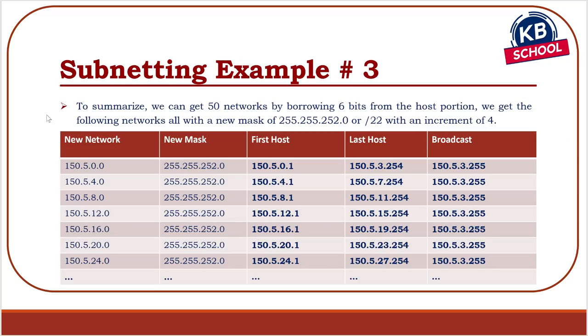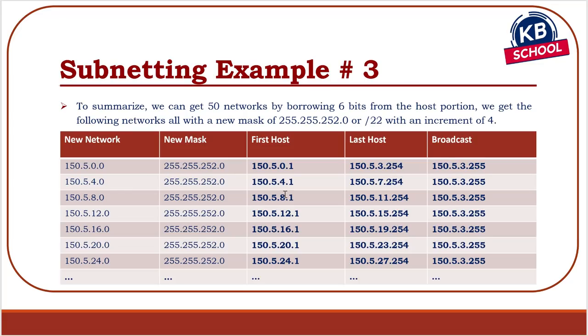So now if I go back over here, my first network is 150.5.0.0, and 252 is my mask. The first usable one is 0.1. The broadcast is 3.255. Why 3? Because 3 is the number before 4. 4 is your upper limit. 3.255 in the third octet is the limit. 3.254 is the last usable one.